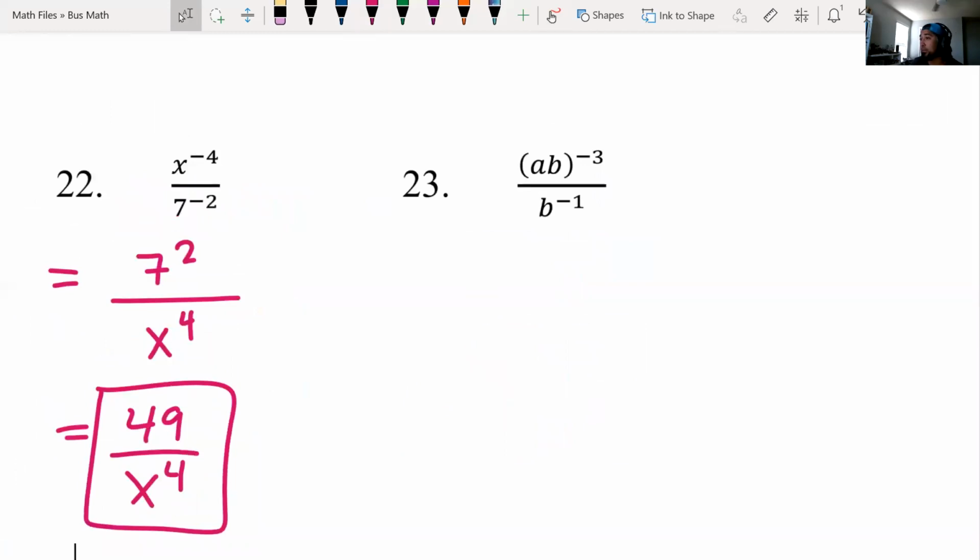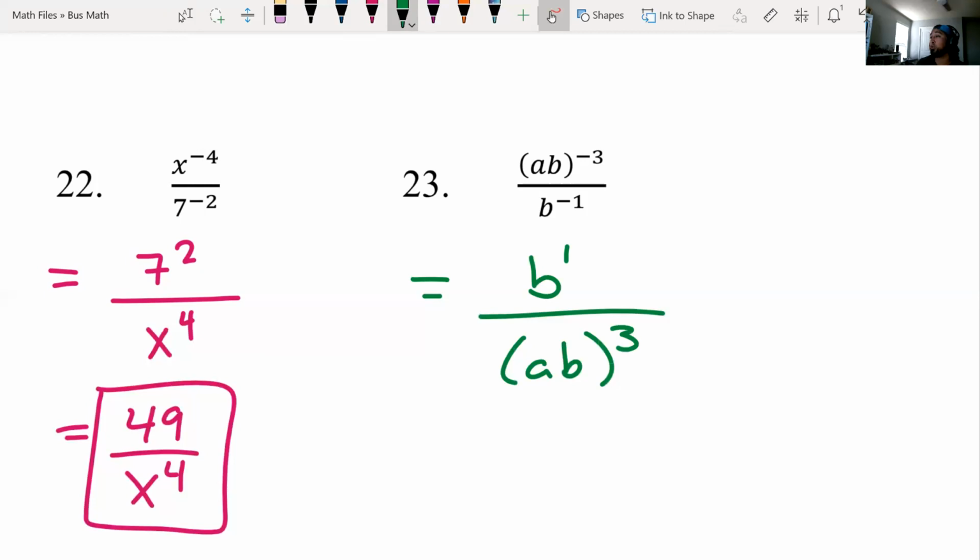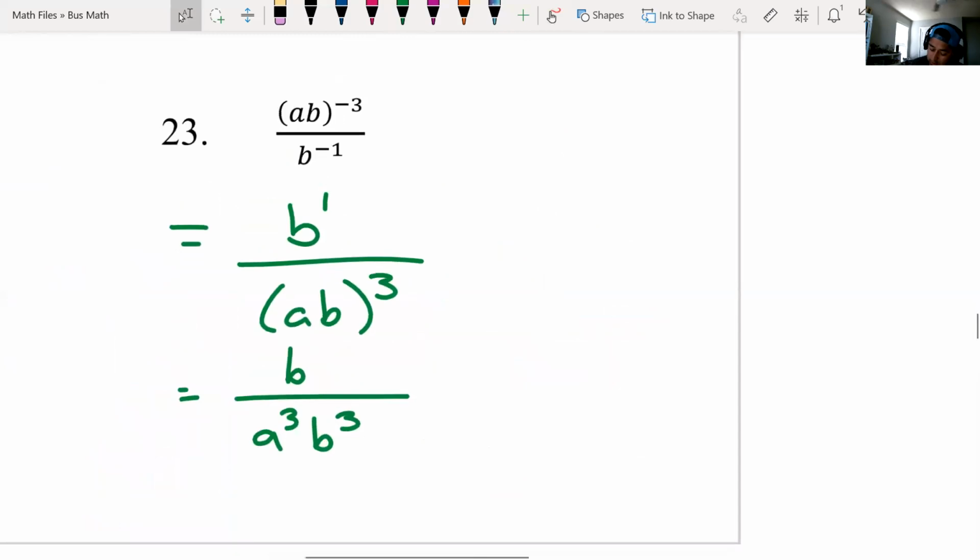And now 23. A times b to the negative 3 over b to the negative 1. Sign change rule first. And we're going to get b to the first power over a times b to the positive 3. So we sign change rule and we flip them over each other. Okay, but we can simplify more because in the denominator, we can now do product to power. So you're going to get b over a cubed b cubed. And we can simplify the b's.